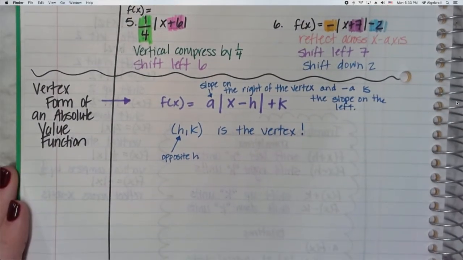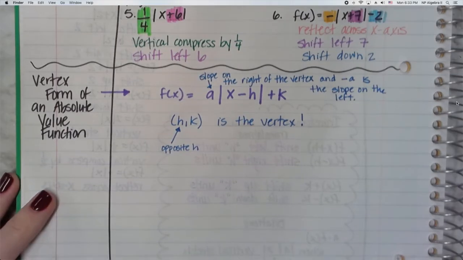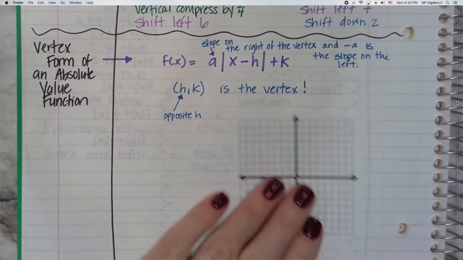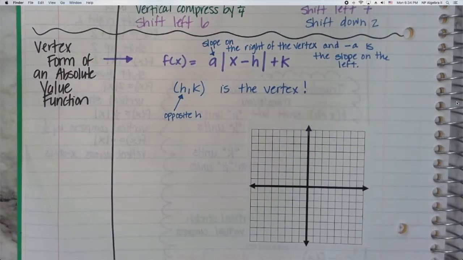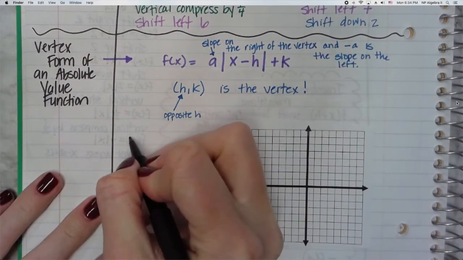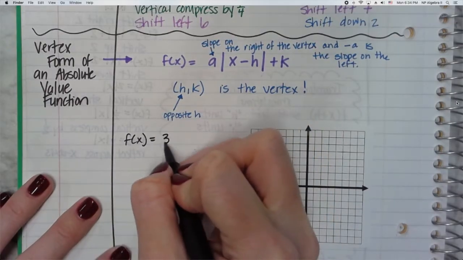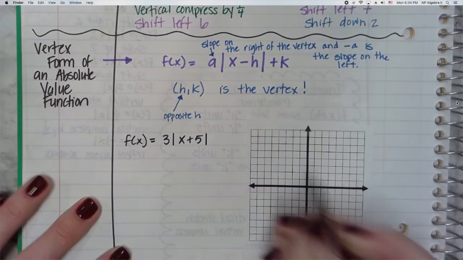Here's where graphing absolute value functions are going to be just as simple as graphing linear functions. Let's take a look at an example of graphing an absolute value function in vertex form. So I'm going to go ahead and put my coordinate plane on here. Let's do this example. F of x equals 3 times the absolute value of x plus 5.